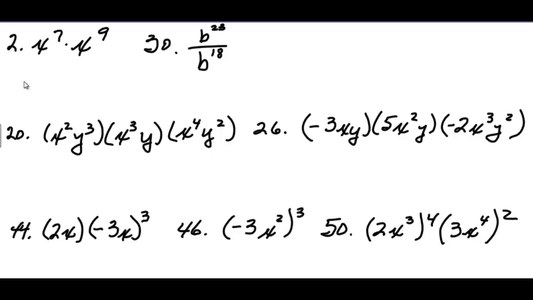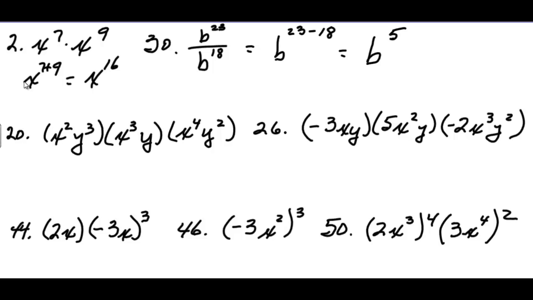Looking at problem number 2 on page 167, we have x to the 7th times x to the 9th. And as we recall, to get that, we would just take 7 plus 9, and we got x to the 16th. Looking at number 30, we have b to the 23rd divided by b to the 18th. That was equal to b to 23 minus 18, and so that's equal to b to the 5th. Those are the basic concepts. Let's take a look at some other problems.